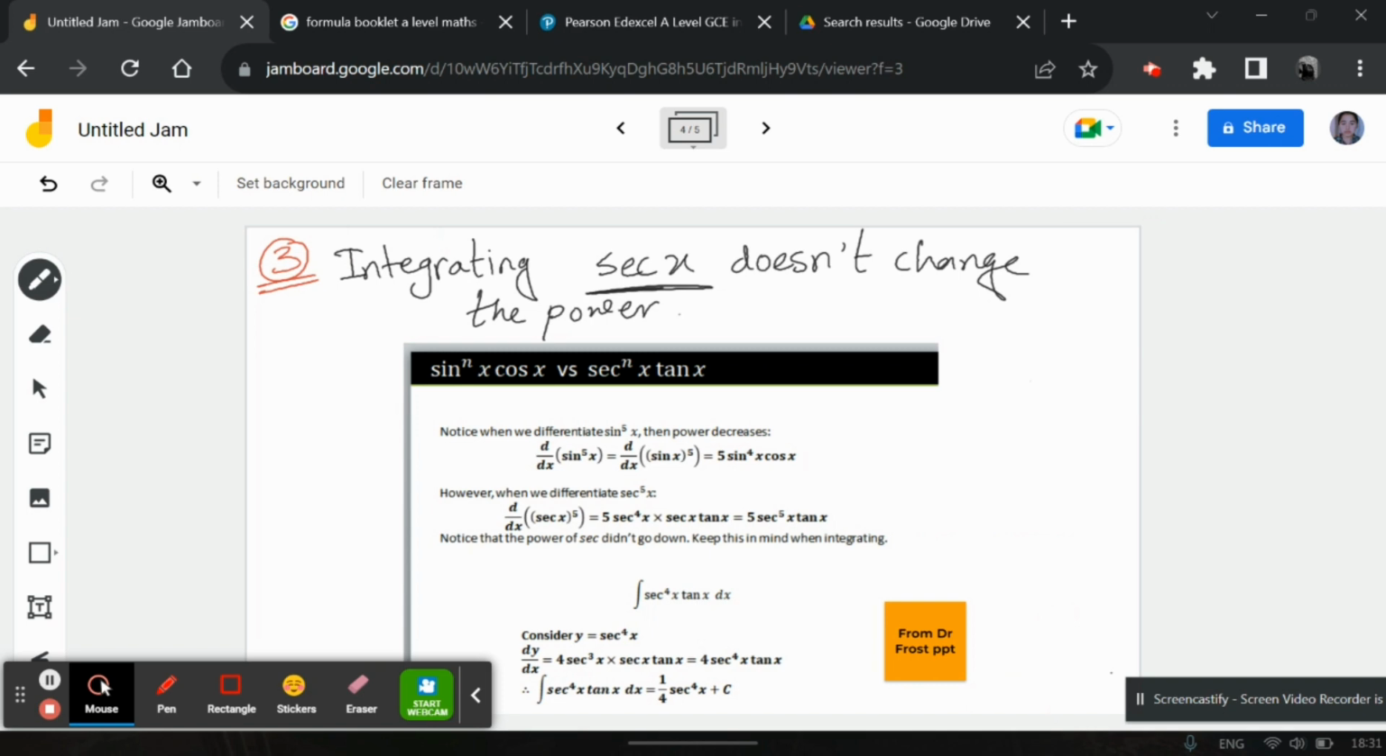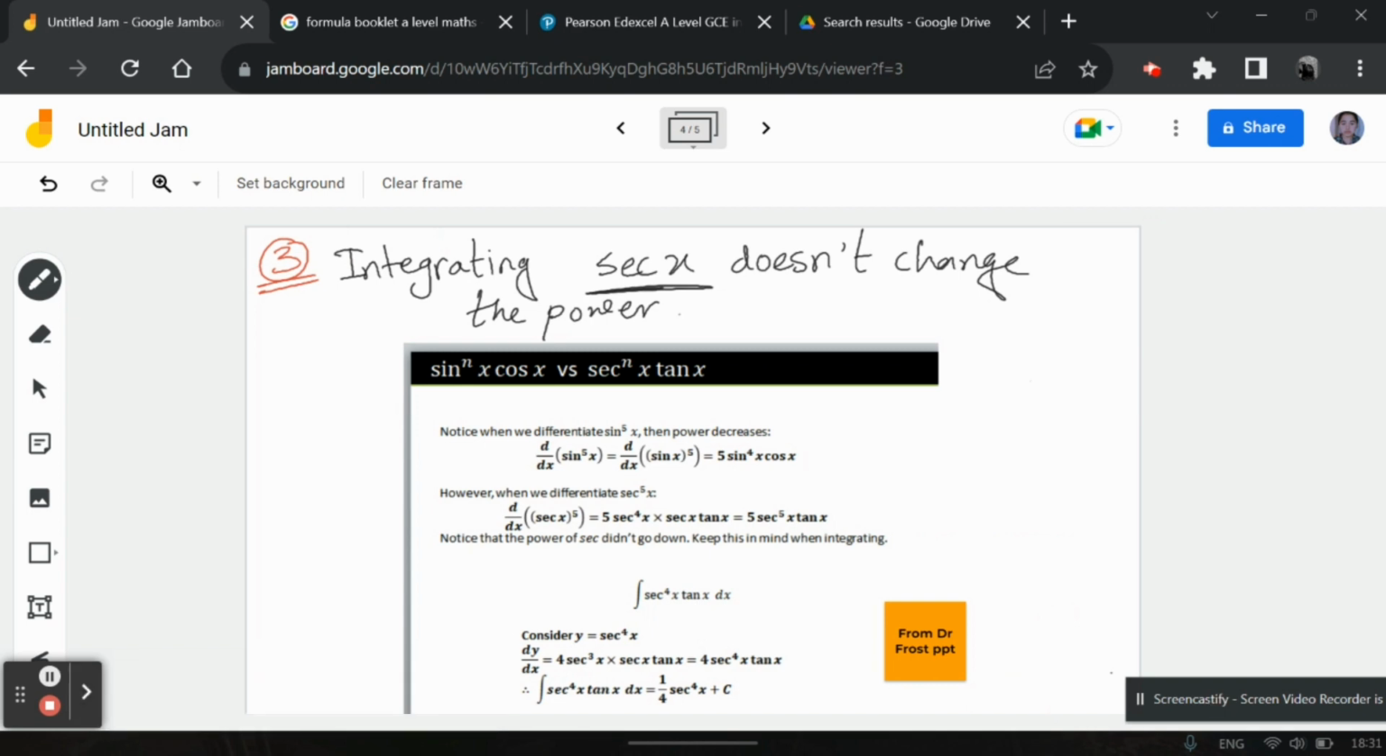So in number 3, I took this PowerPoint from Dr. Frost, and it says about when integrating sec x, sec x does not change the power like in the answer. Here is an example, and they use the chain rule here.